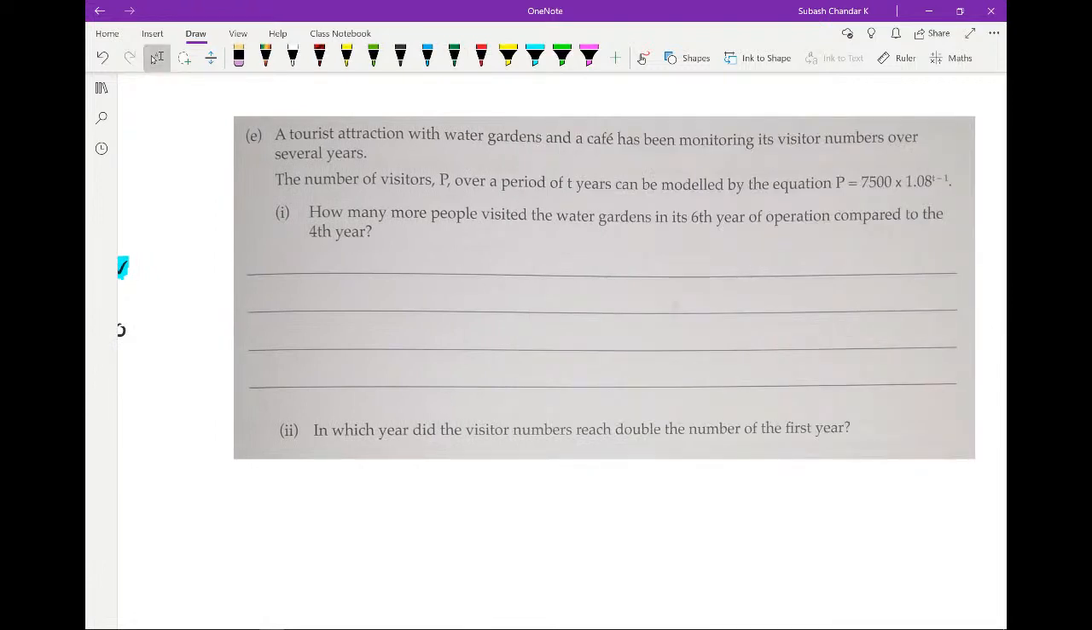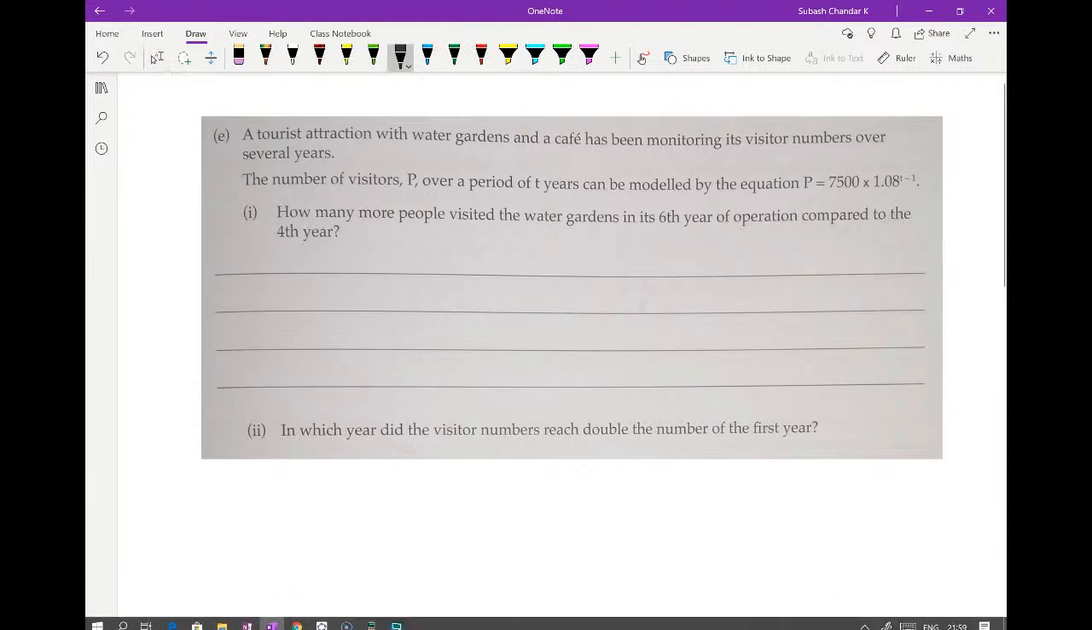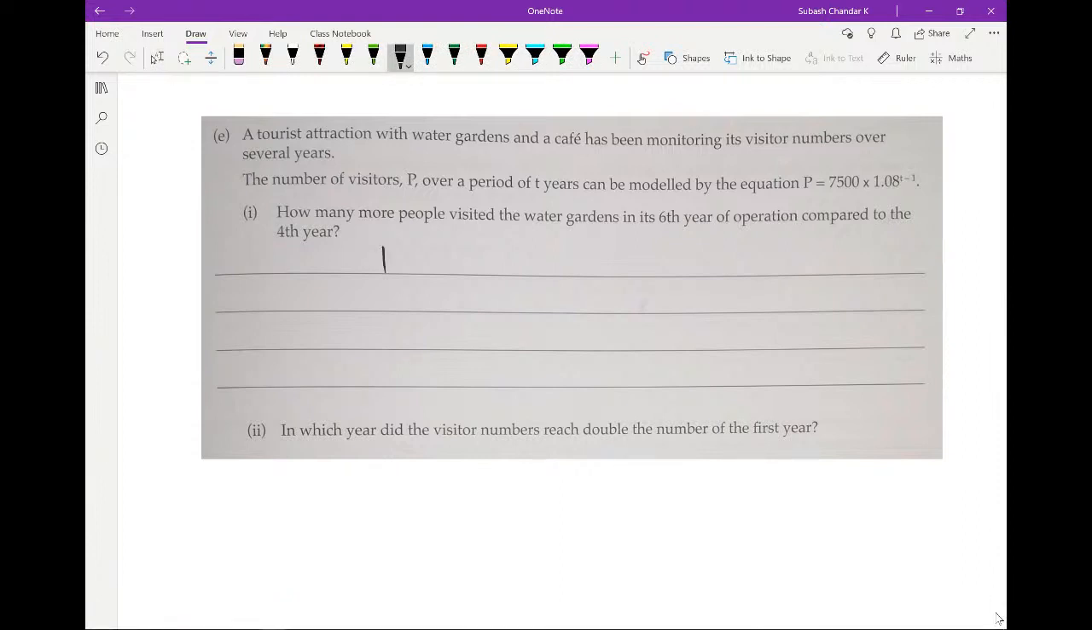Coming back to William's question, let's go through this. What do we got? Tourist attraction, and the number of visitors can be modeled by this. It asks how many more people visited the gardens in its 6th year compared to the 4th year. So all we have to do is go P is equal to 7,500 times 1.08 to the power of 6 minus 1.